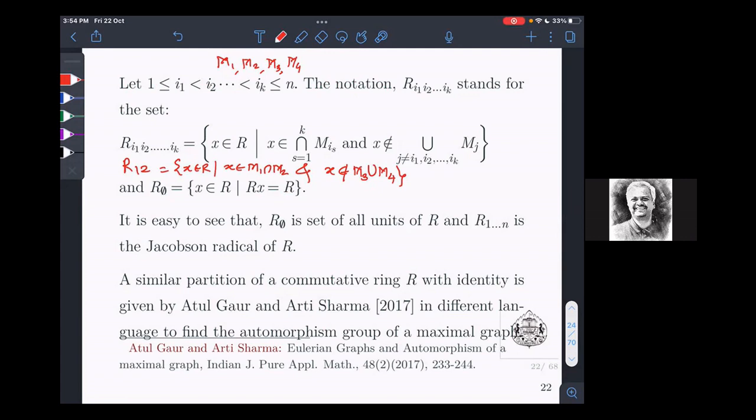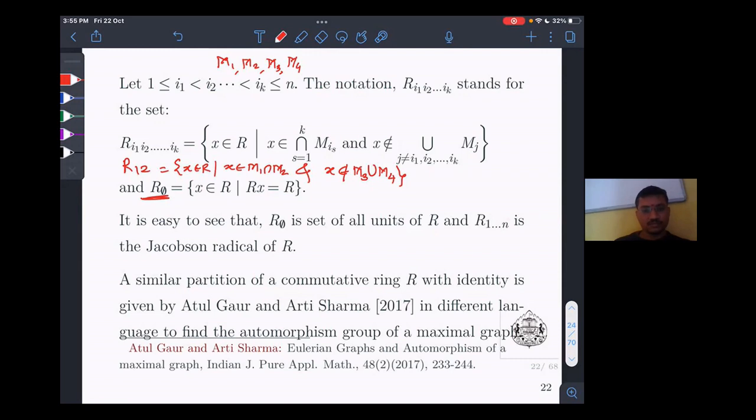Of course, then I know that if I take any unit, it won't sit in any of the maximal ideals. And that set I'm denoting by R-empty. What is my R-empty? It is the set of all those units essentially. Sir, that X does not belong to M3 union M4 or M3 intersection M4? It is not in both. Not in both. Okay.